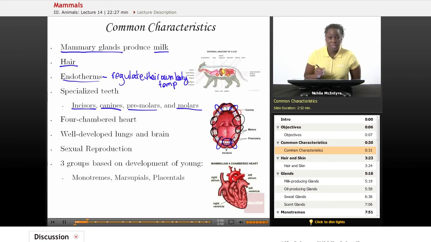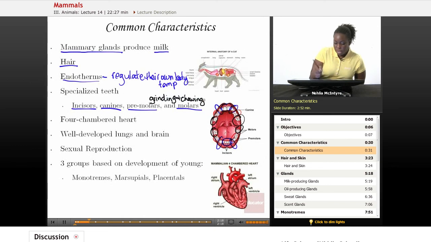And all 4 of those different types of teeth serve a different function. For example, the premolars and molars are good at grinding and chewing things like plants or plant products. Whereas the incisors and canines are usually used for tearing flesh or meat.